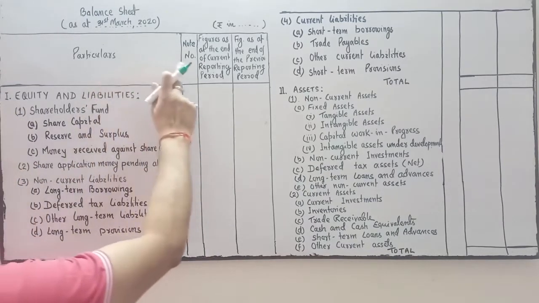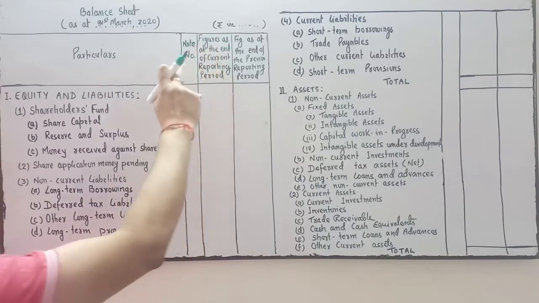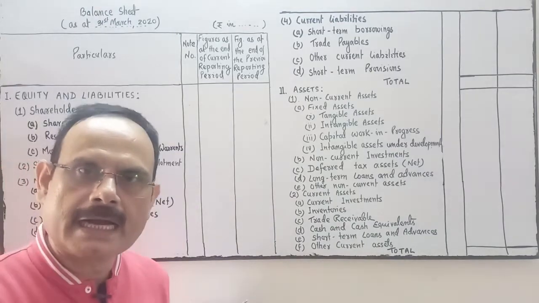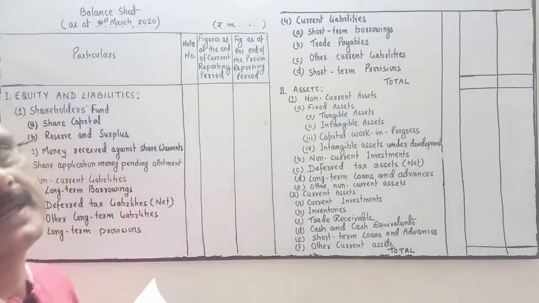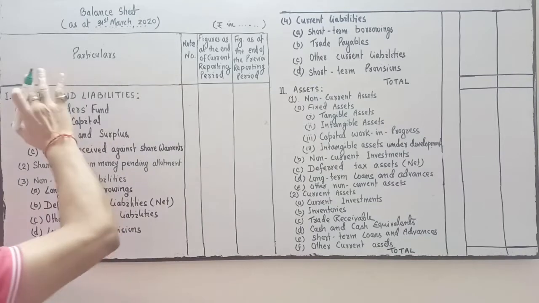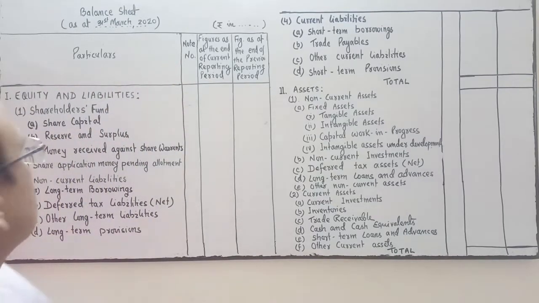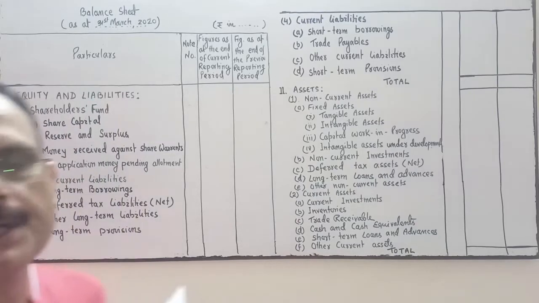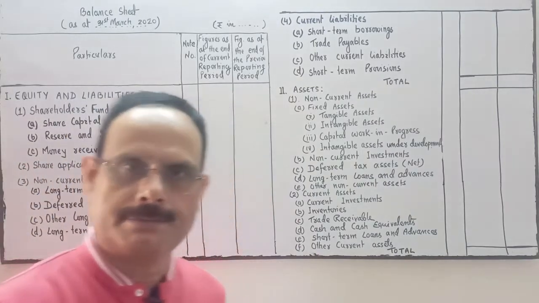So particular note number, figure as at the end of the current financial year and figure as at the end of the previous financial year. So this is the format in a vertical format. So start with the equity and liability. Here we will write first equity and liability.